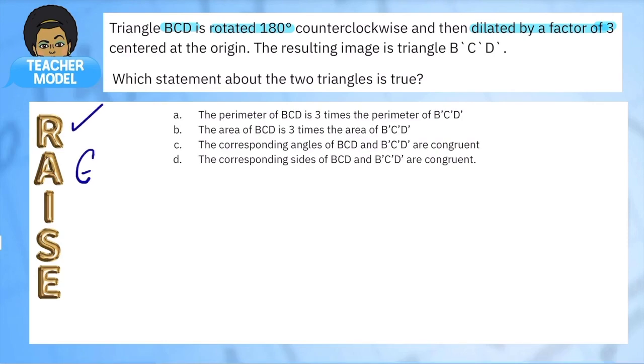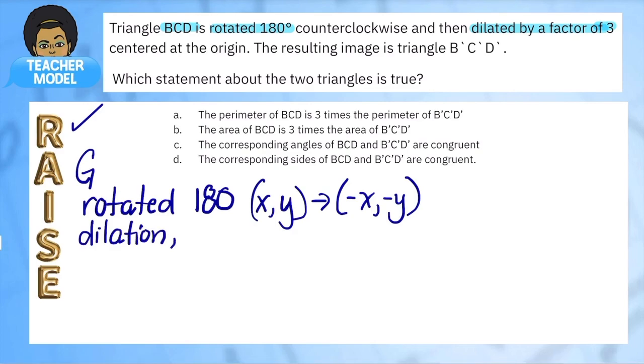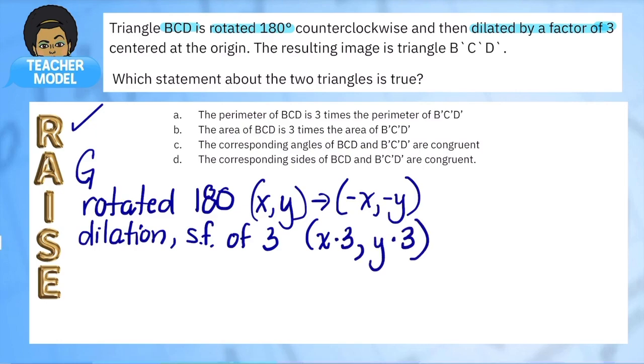So we know this is a geometry question. We know that it's rotated 180, so pretty much X and Y are both going to become the opposites. So we know that's going to happen. And then we know that there's going to be a dilation. My scale factor, SF, like my initials, of 3. And we know that means I'm going to take whatever my X is and multiply it by 3 and whatever my Y is and multiply it by 3. So I've mapped out all the things.